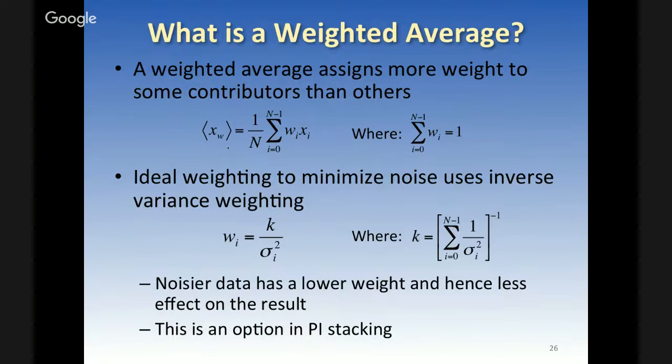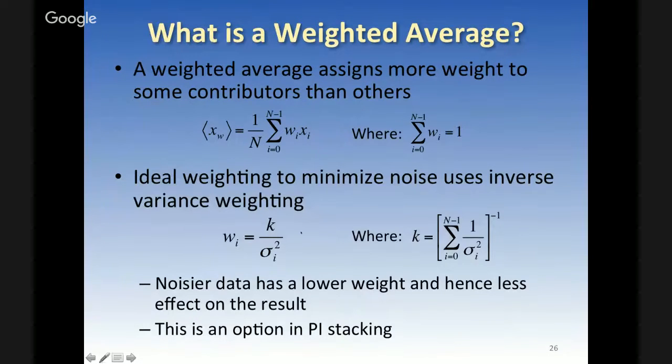Well, it turns out a weighted average is, first of all, very good for calculating things like center of gravity. It's also really good for minimizing noise using inverse variance weighting. And PixInsight actually has this in their stacking option. If we set the weight to be 1 over the variance times some constant, we need that constant to make sure that the sum of the weights equals 1. And if we set the constant to be 1 over the sum of the inverse variances, we satisfy that condition.